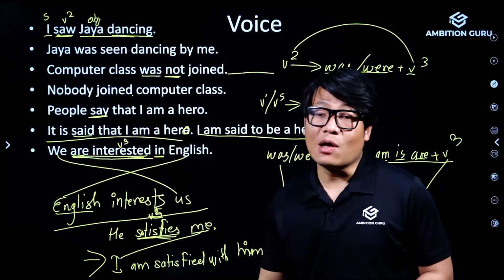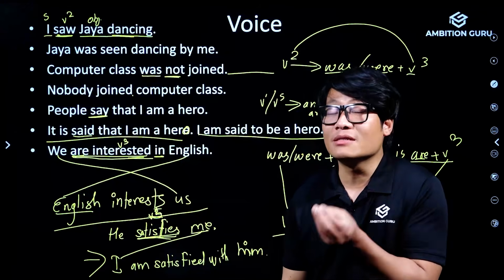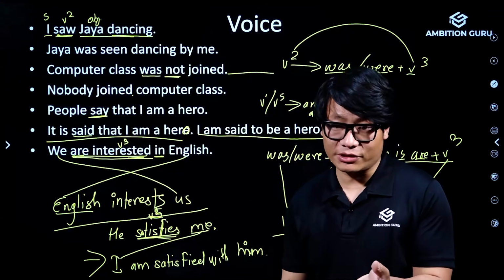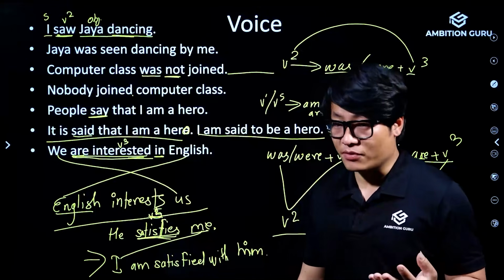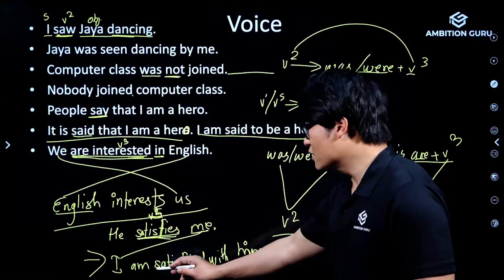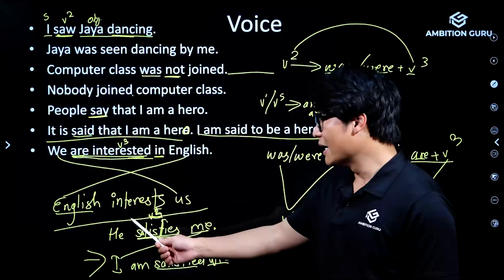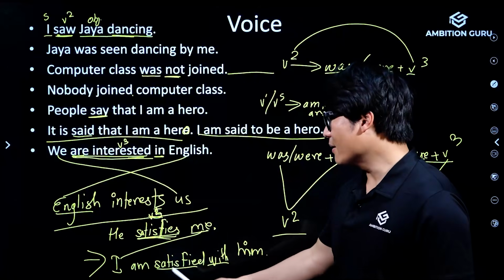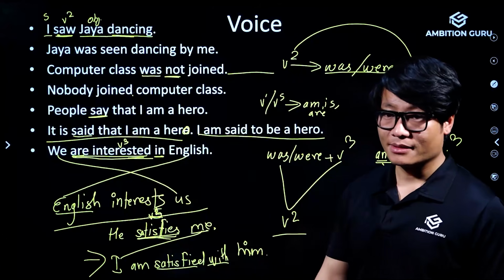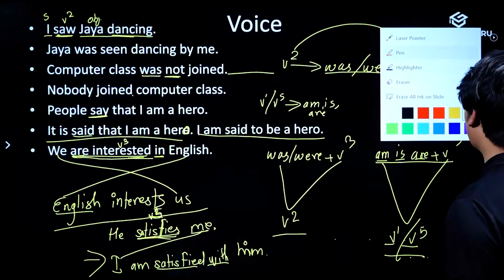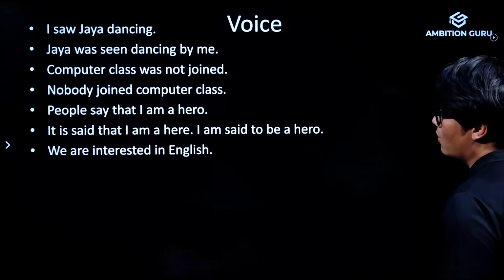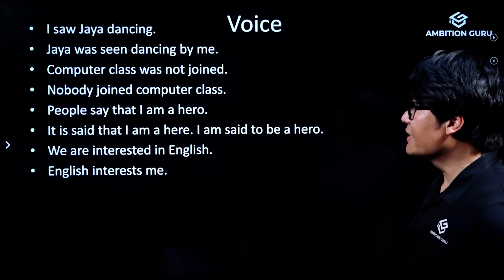So I am satisfied with him. So there are some verbs which don't take the by preposition. They take different prepositions, like satisfy takes the with preposition. So the answer is he satisfies me, I am satisfied with him. Clear? Very good. Okay. Next. English interests me.